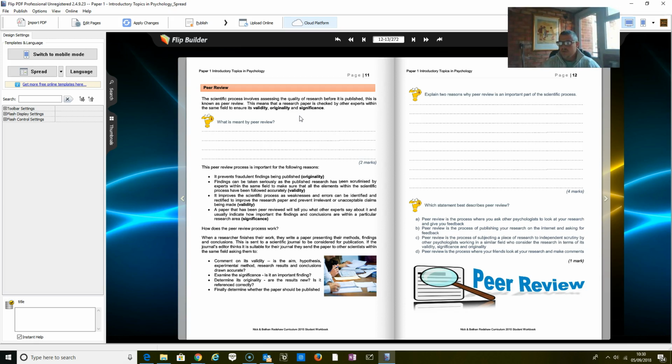So, moving over to page 12, for 4 marks, explain 2 reasons why peer review is an important part of the scientific process. Right then, you go over to the other page, you choose 2 of the reasons, and that gets you 4 marks.